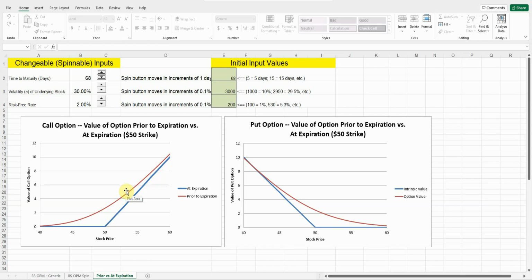Feel free to pause it, watch it over time, but that kind of walks through how to use this spreadsheet, and that spreadsheet is going to be up on my Substack.